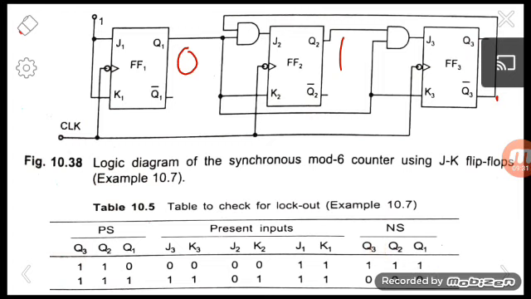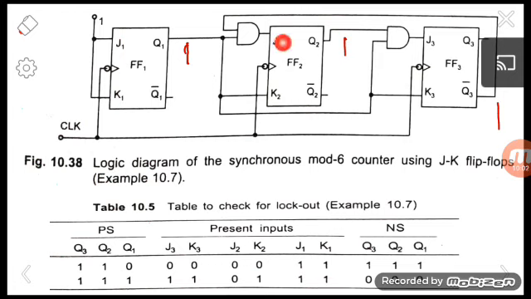Also we are again checking for this 111 condition, that is the present state is 111. Then Q1 is 1, Q2 is 1, and Q3 is 1. Then what will be the corresponding inputs? Same as the last case, we are going to find the corresponding present inputs. So J1 and K1 are 1.